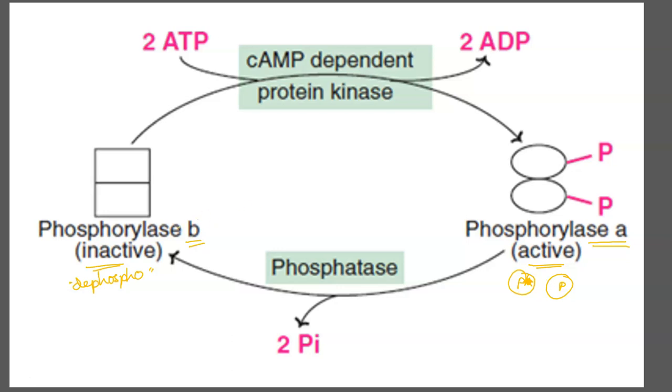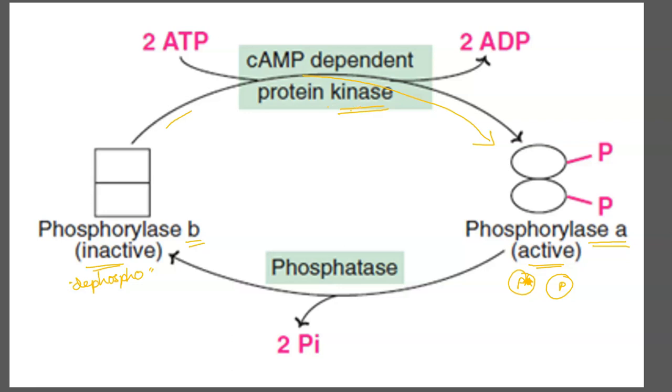Glycogen phosphorylase usually exists in the inactive form, which is the dephospho form. When it is necessary, when the glycogen has to be broken down, it should be converted into the active form, glycogen phosphorylase A. How is it converted? It is converted by an enzyme called kinase, a protein kinase.